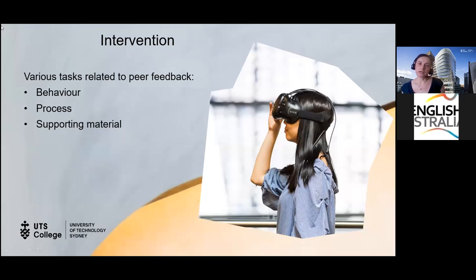The intervention lasted from week 3 to week 9 of a 10-week course, and most of the activities focused around appropriate behavior within such an environment, providing feedback and assessment to a peer around the processes involved in that process, and developing and using supporting material to encourage more active peer feedback sessions.